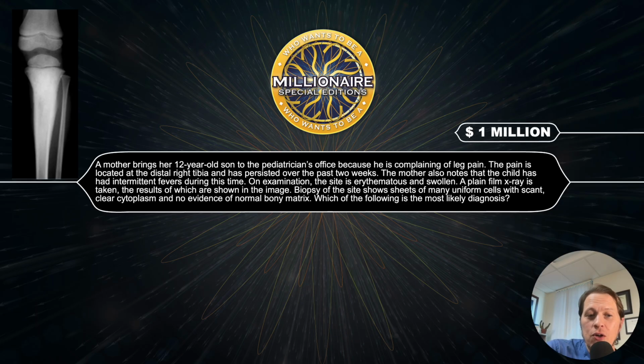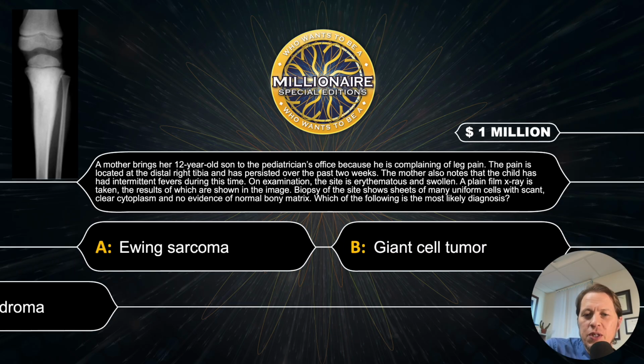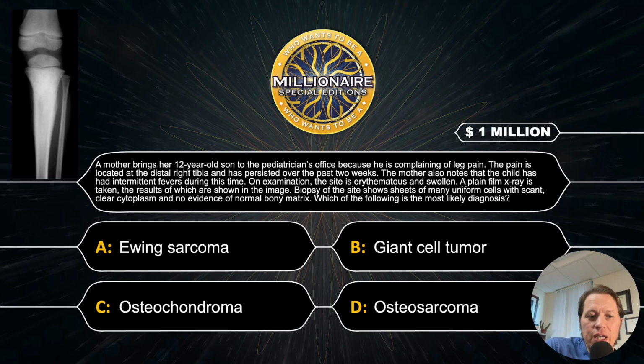A mother brings her 12-year-old son to the pediatrician's office because he is complaining of leg pain. The pain is located on the distal right tibia and has persisted over the past 2 weeks. The mother also notes that the child has had intermittent fevers during this time. On examination, the site is erythematous and swollen. Plain film x-ray is taken, the results of which are shown in the image. Biopsy of the site shows sheets of many uniform cells with scant, clear cytoplasm and no evidence of normal bony matrix. That is key. Which of the following is the most likely diagnosis?